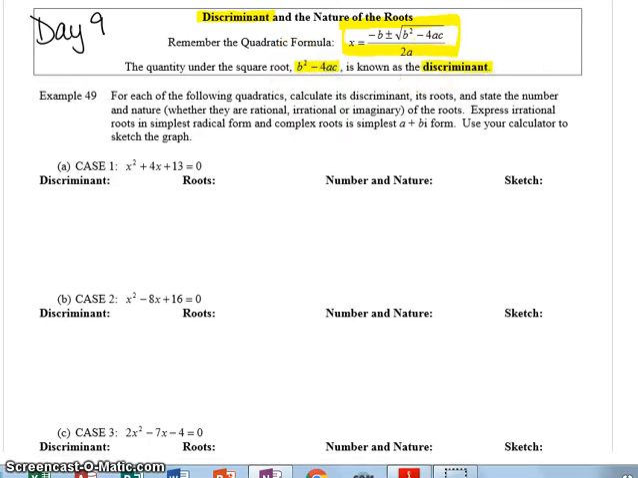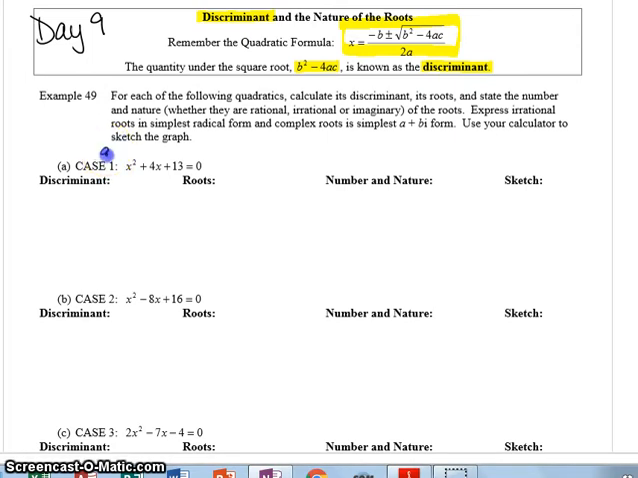The purpose of the discriminant, if you read under example 49, it will tell you whether the roots are rational, irrational, or imaginary. It also lets you know how many there are. Okay? So to determine the discriminant for each of these, you're going to just do the formula b squared minus 4ac. So the first one, I'm going to do all the work for you here.